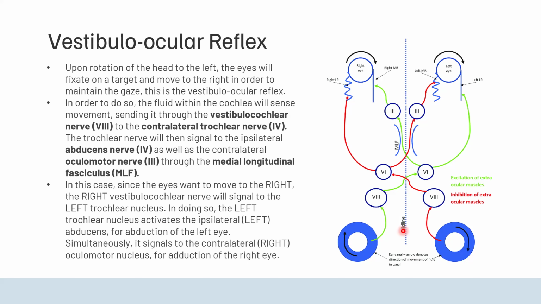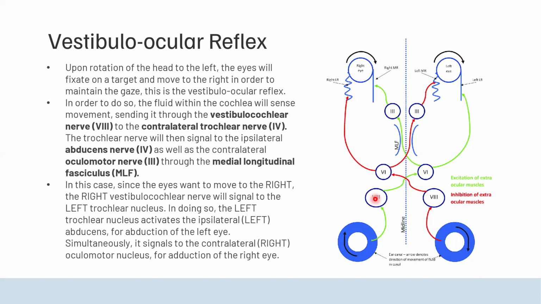By turning my head to the left, both of my eyes are still looking towards the right. Is that right? Because I want to fixate on a specific point. As I turn my head to the left, the fluid within the cochlea, that snail inside your ear, is also going to shift, specifically on the left side where I am turning.